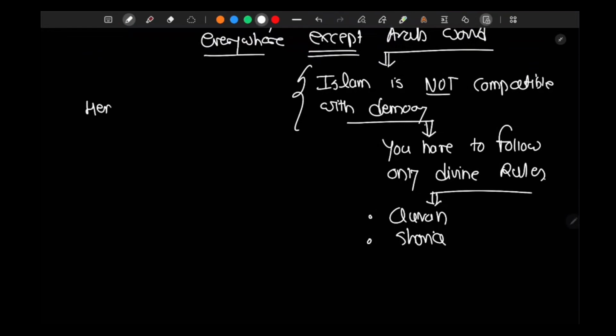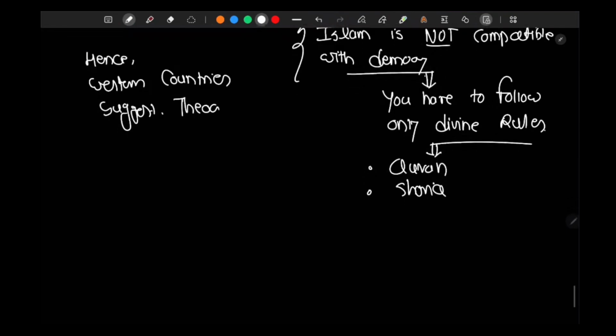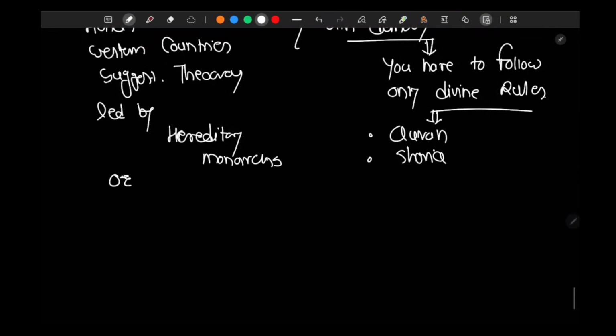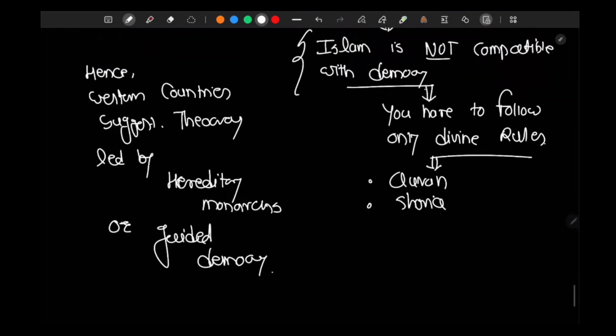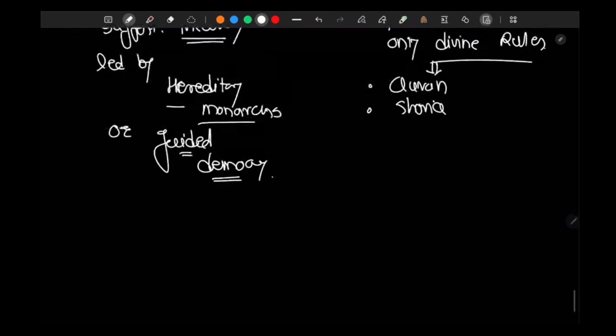Hence Western countries suggest theocracy led by hereditary monarchs or guided democracy. Many keywords have come all at once. I will explain it, don't worry. Theocracy led by hereditary monarchs or guided democracy. What is it?